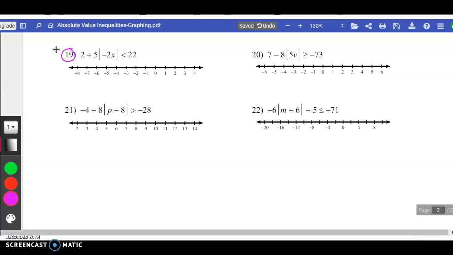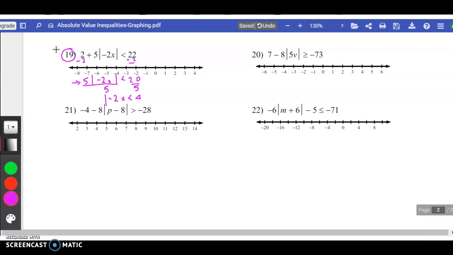We're going to follow the same rules that we follow for solving. Since we have something added or subtracted, we have to do that first. So we're going to subtract the 2 from both sides. And I get 5 times the absolute value of -2x less than 20. Since that 5 is multiplied by the absolute value of -2x, I'm going to divide both sides by 5. And now I have the absolute value of -2x less than 4.